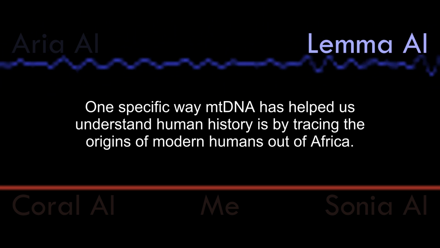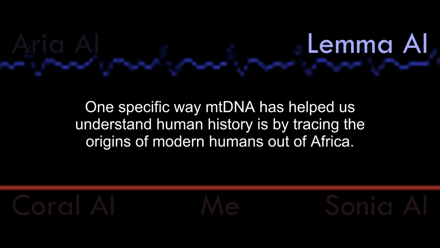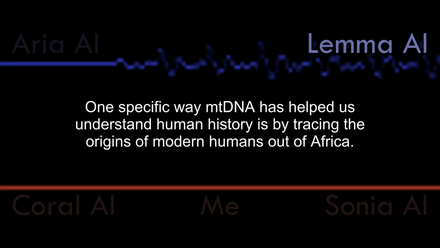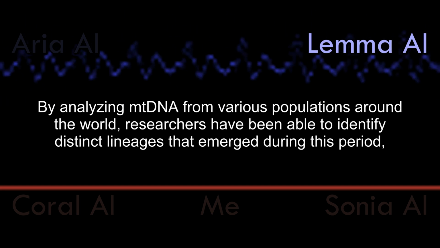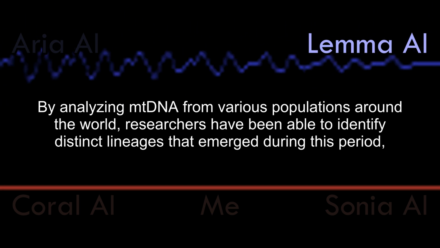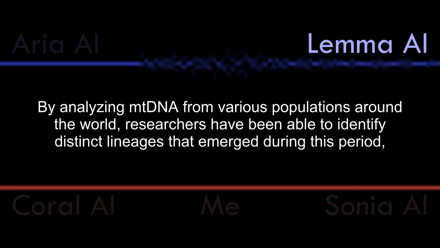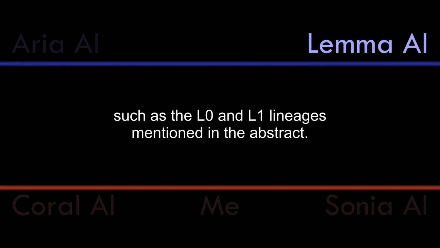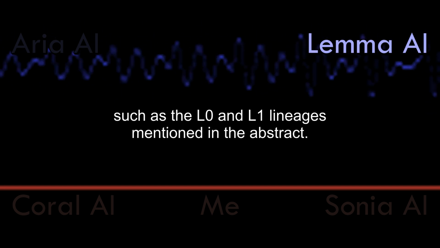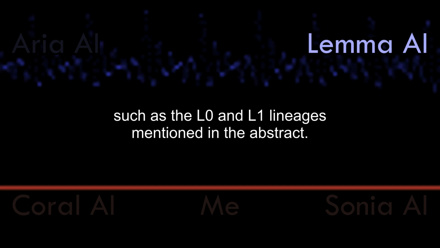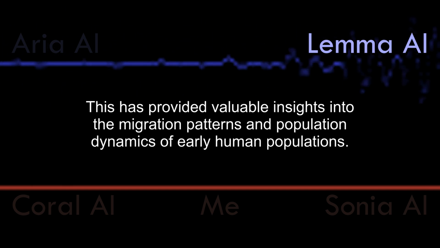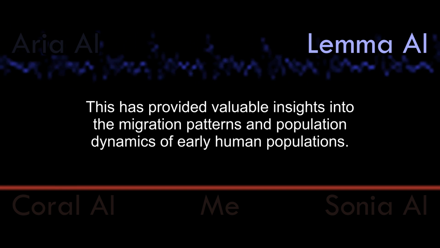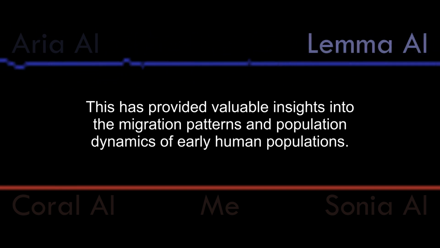One specific way mtDNA has helped us understand human history is by tracing the origins of modern humans out of Africa. By analyzing mtDNA from various populations around the world, researchers have been able to identify distinct lineages that emerged during this period, such as the L0 and L1 lineages mentioned in the abstract. This has provided valuable insights into the migration patterns and population dynamics of early human populations.